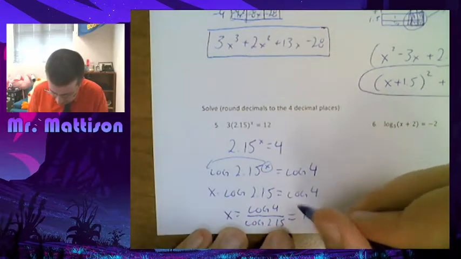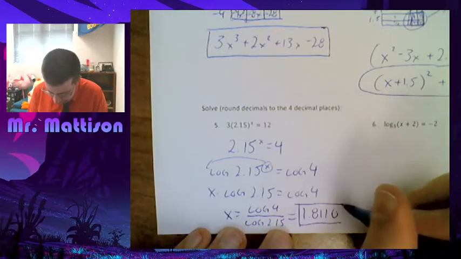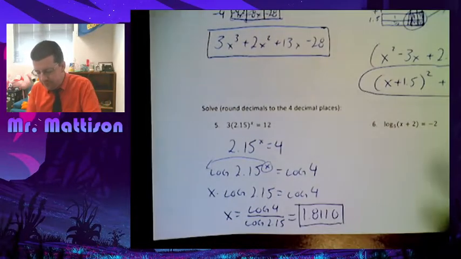And there's the 4 decimal places which we needed for it. And there we go. All right.